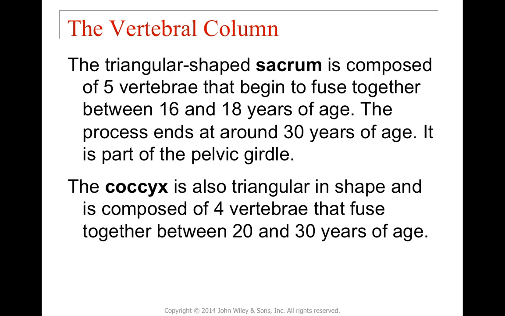All right, heading further down, we're going to reach the sacrum. The sacrum is triangular shape, and it is comprised of 5 vertebrae. They were originally 5 separate vertebrae, but around teenage years, between 16 and 18 years of age, they start to fuse together, and around 30 years, they become one solid bone.